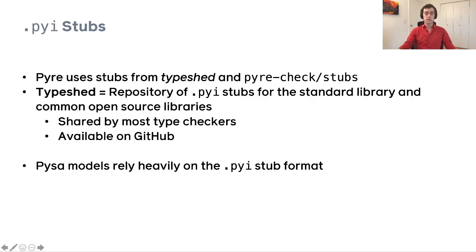So Pyre has two main sources for stubs. It uses Typeshed, which is a shared repository of stubs, and its own internal repository of stubs that are located in the stubs folder. Typeshed is a repository of PyI stubs that is shared by many Python type checkers. It covers the standard library as well as a number of common open source libraries. For anyone who wants to take a look at it, it's available on GitHub.